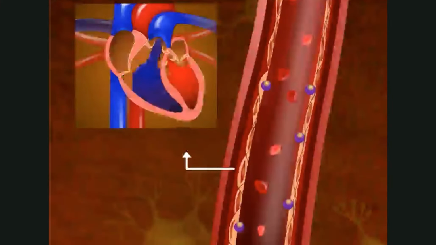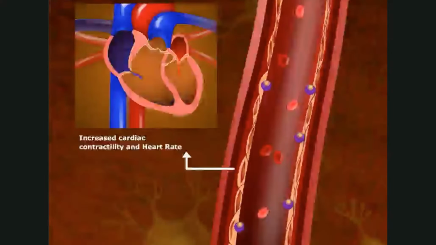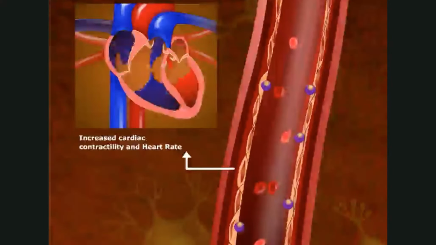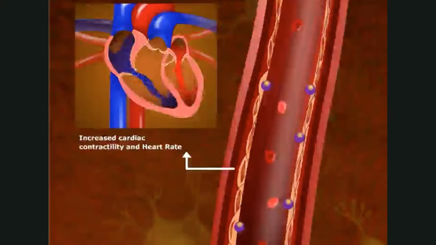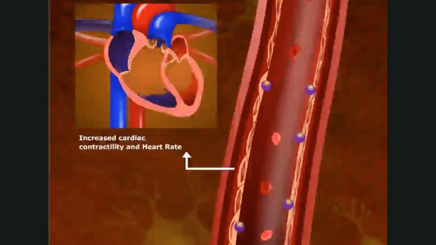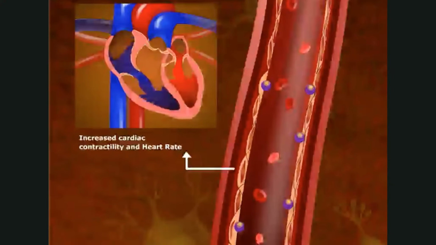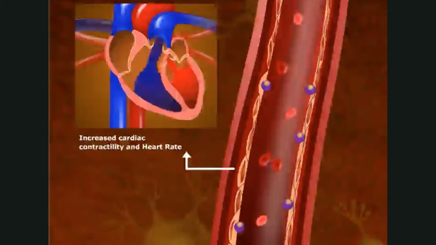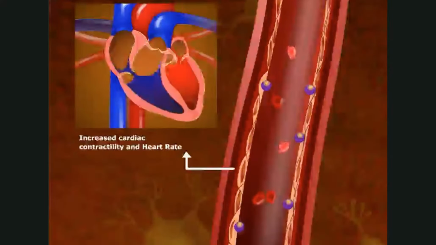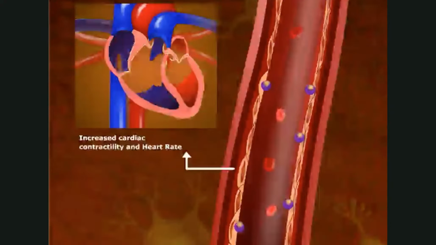Norepinephrine also acts on beta-1 receptors in the heart, increasing both its contractility and rate. Initially, this helps to maintain the cardiac output. However, in the long term, it increases the amount of work the heart has to perform. To counteract these effects of norepinephrine, beta blockers are used in the treatment of CHF.